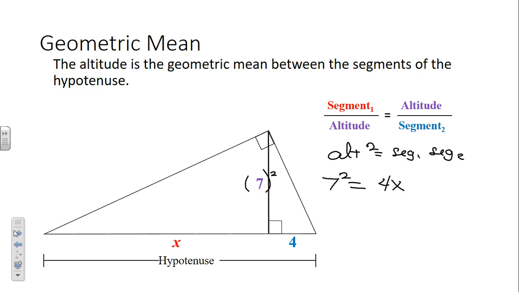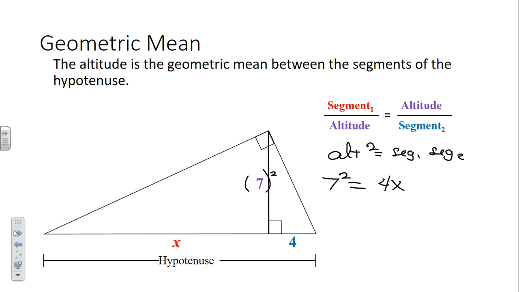Okay, so it's not always going to be x that gets squared. It's always the altitude that gets squared. So if the altitude happens to be x, we square it. But if some other number happens to be x, we square that. Okay? Now, what is 7 squared?